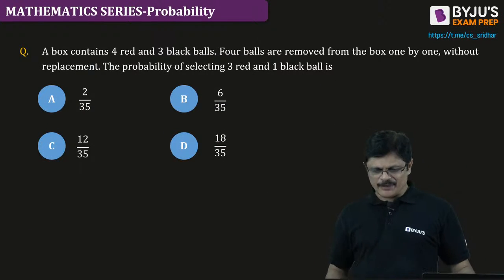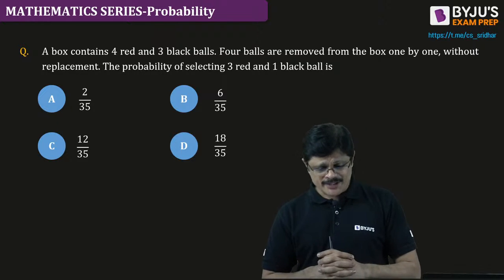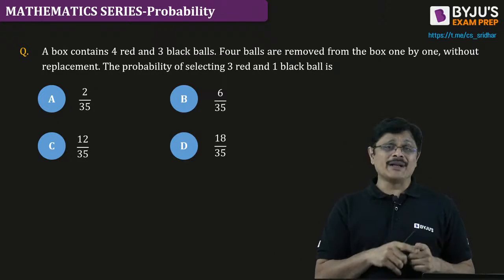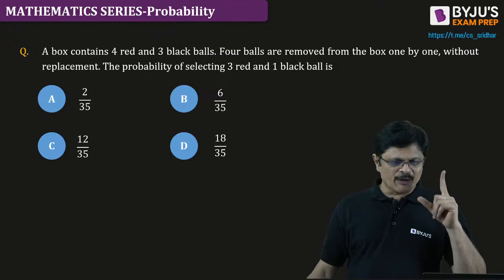So first let us start with the first problem. A box contains 4 red and 3 black balls. 4 balls are removed from the box one by one without replacement. What is the probability of selecting 3 red and 1 black ball?